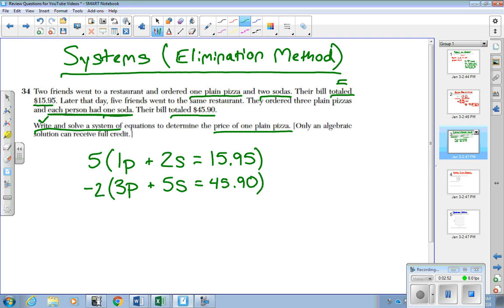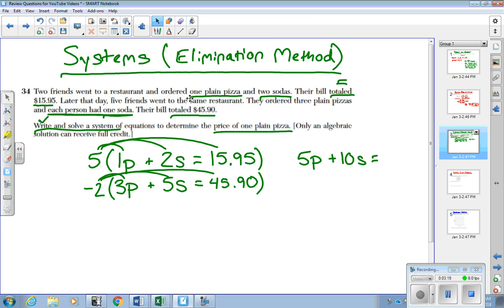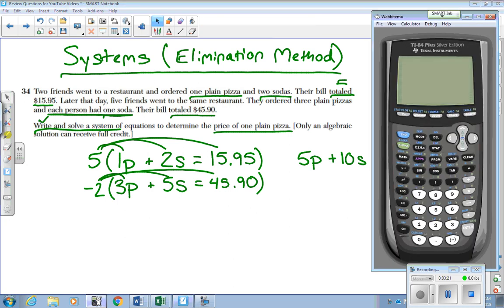Now you'll notice that the 2 and the 5 were in the question, and my goal right now when I distribute is going to be to set up opposites for those terms that contain the s. So when I distribute each one of these, now the variables, I'll have 5p and I'll have 10s, and that's going to equal, I'll pull out the calculator for that part.